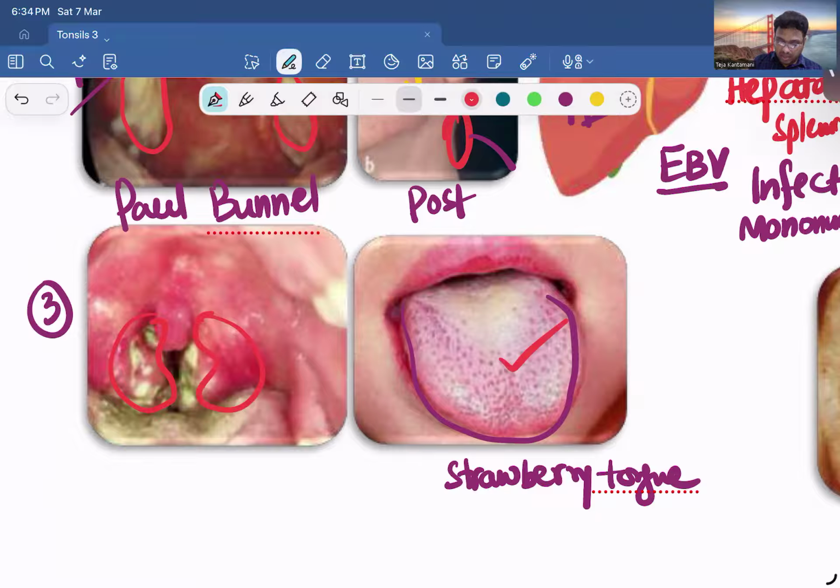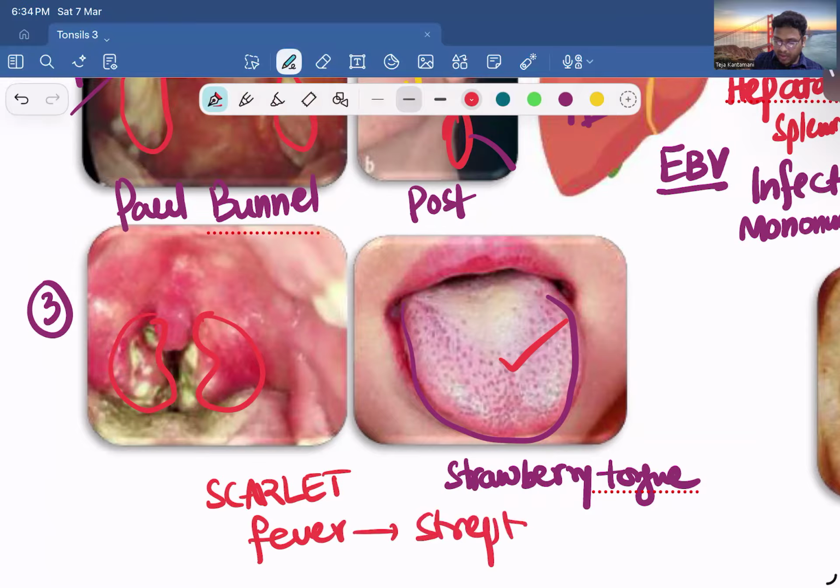This condition is known as scarlet fever, caused by streptococcus again. So here also there will be tonsillar white patch or yellow patch or exudates or ulcers, but there will be strawberry tongue. So condition 3, scarlet fever.